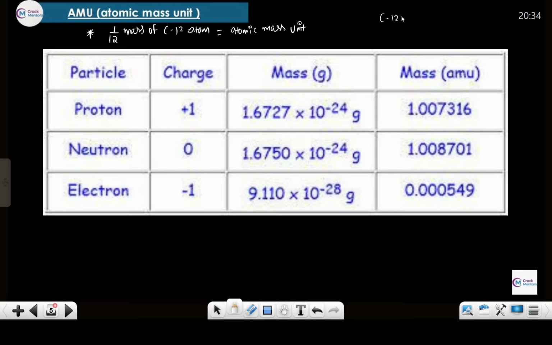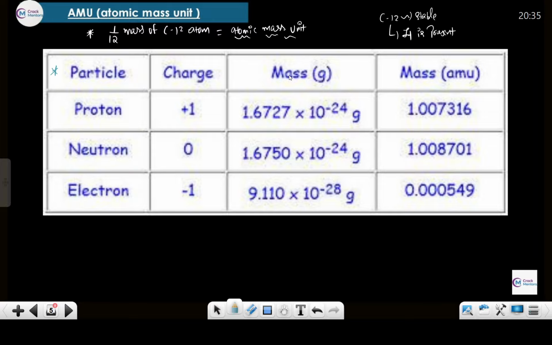Carbon-12 is found to be very stable in each and every kind of reaction, and it is present in each and every kind of molecule. That's why carbon-12 is taken, and a portion of it is used as the atomic mass unit.